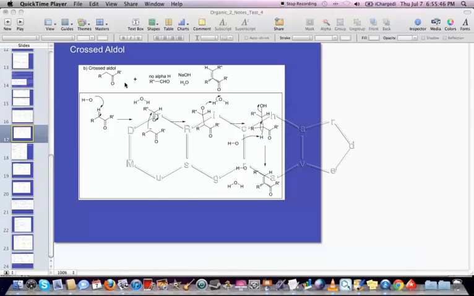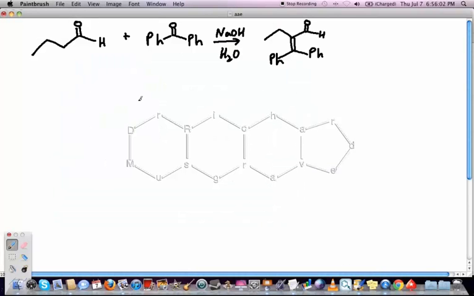Now we're going to look at the crossed aldol reaction. In the crossed aldol, we're reacting an aldehyde or ketone with another aldehyde or ketone that's different, but doesn't have an alpha hydrogen. We get a similar kind of product to what we got with the aldol. Let me show you an example. And here is our example here. And I'm going to go ahead and show you what happens.